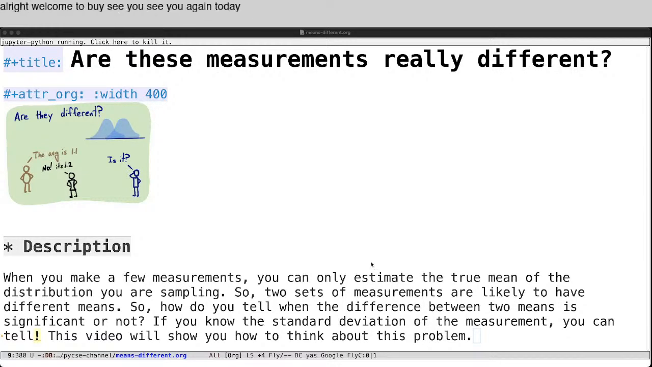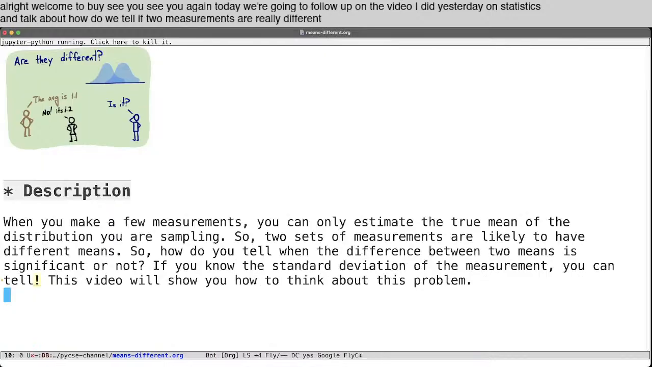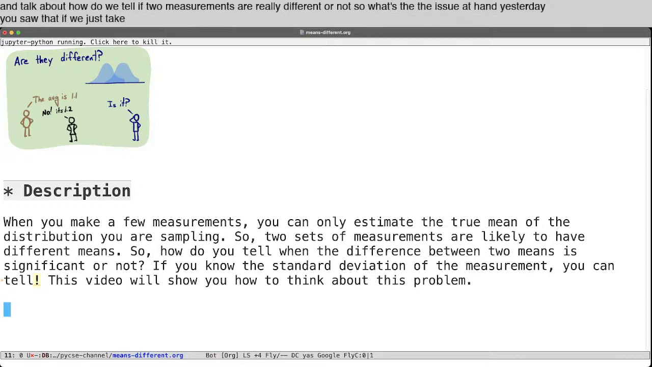Today we're going to follow up on the video I did yesterday on statistics and talk about how we tell if two measurements are really different or not. So what's the issue at hand? Yesterday you saw that if we just take 3 samples, or a small number of samples, of a normal distribution, then the averages of those are normally distributed.